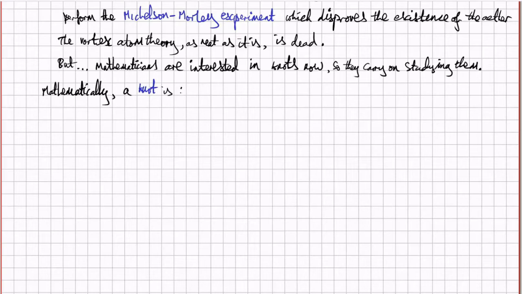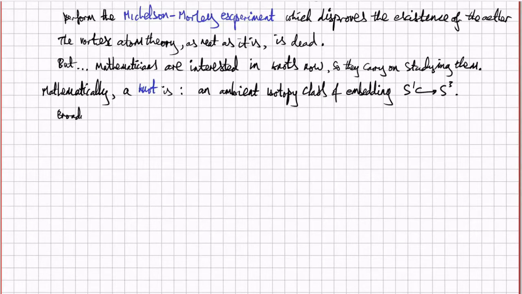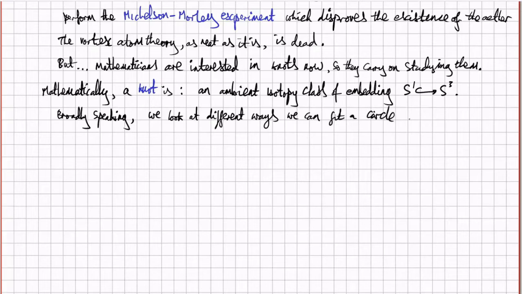So mathematically, what we essentially mean by a knot, well, the technical definition is we say it's an ambient isotopy class of embeddings of S1 into S3. So what does that mean? Well, essentially what we're doing is we're looking at the different ways that we can fit a circle, i.e. a closed loop, into three-dimensional space.